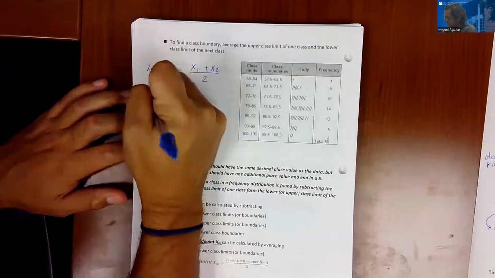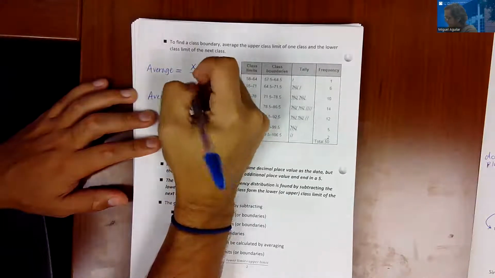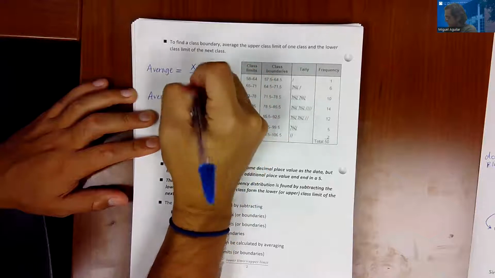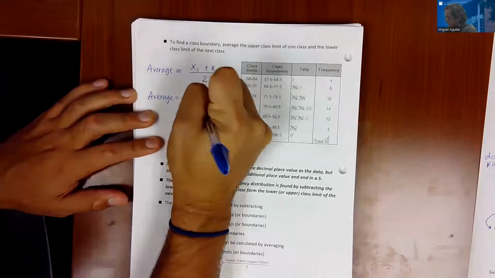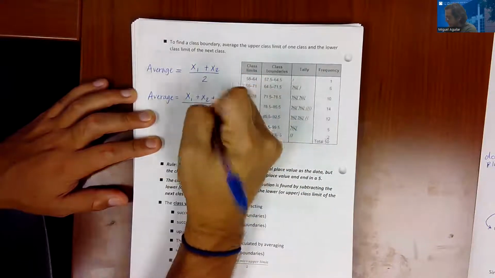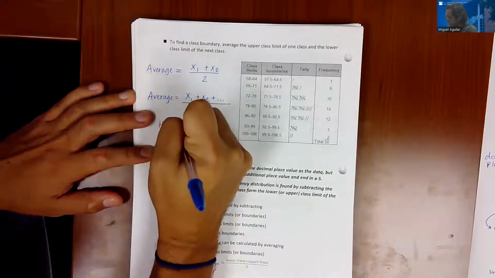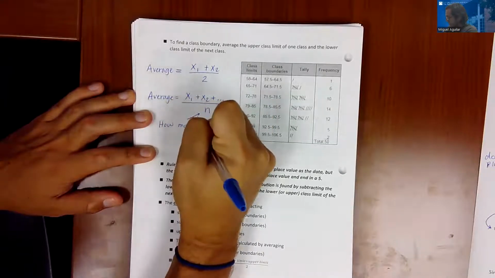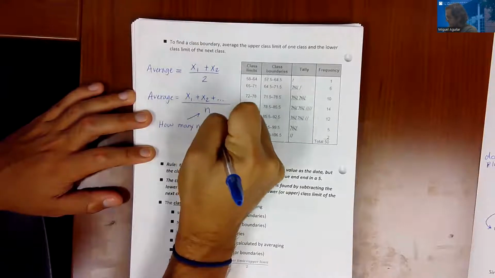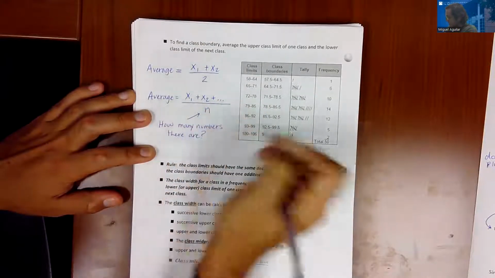But in general, an average is going to be a bunch of numbers, right? x1 plus x2 plus, and we can continue doing that. And then n here is going to be how many numbers there are. We're going to talk more about averages later.